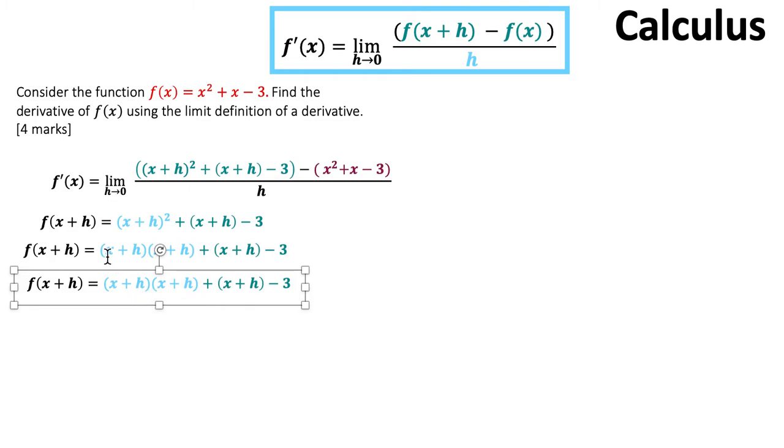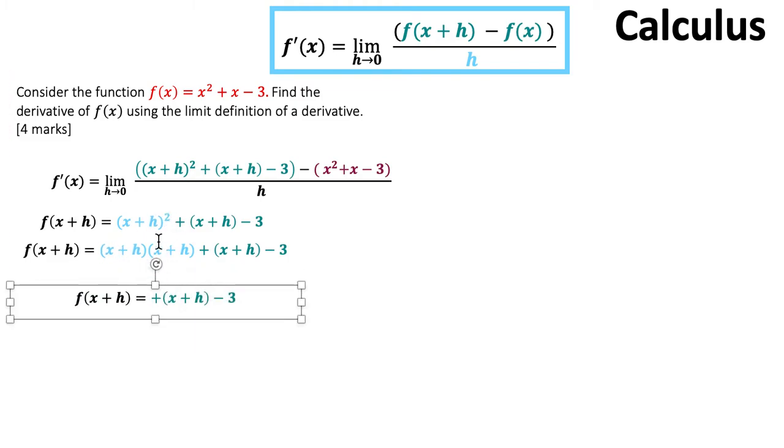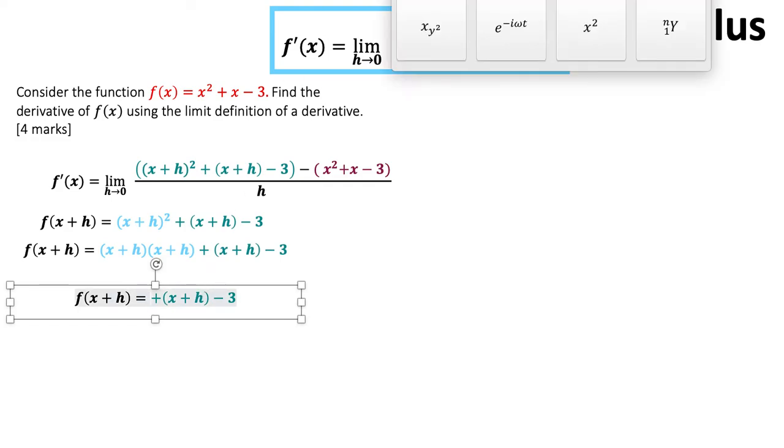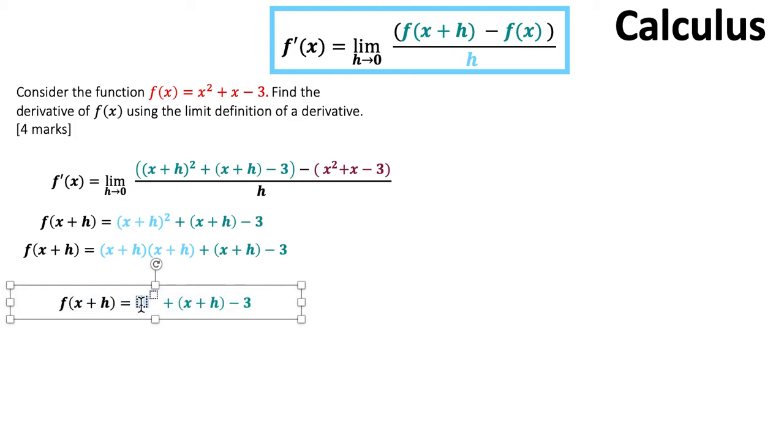So if you do x times x, we will get x squared. Oh, I lost the color.